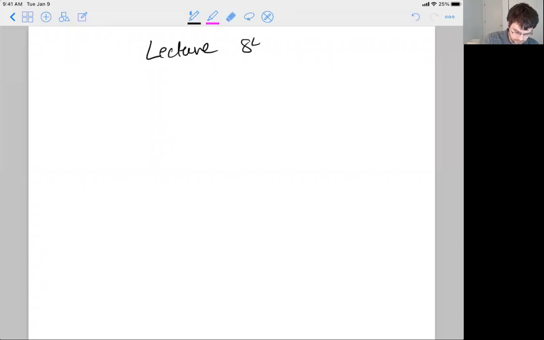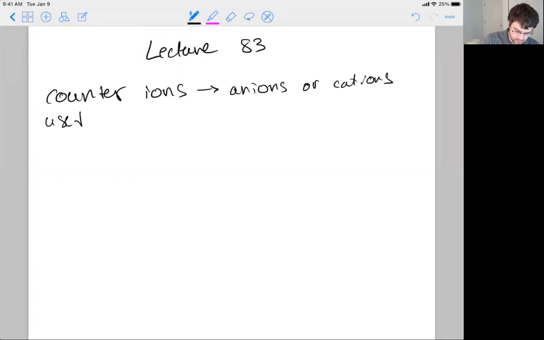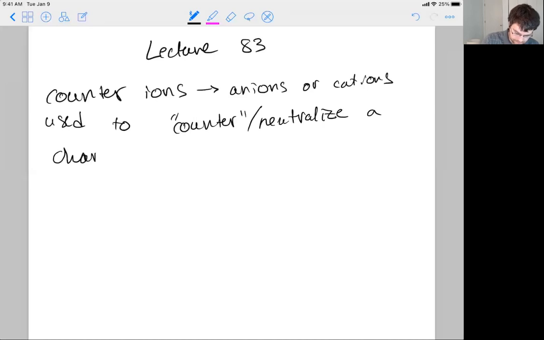So lecture 83, right? Okay, so counterions. These are anions or cations used to counter or neutralize a charge. If it's the case of an anion, it's going to counter a cation. In the case of a cation, it's going to counter an anion.